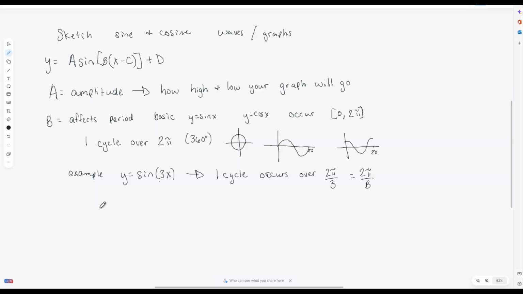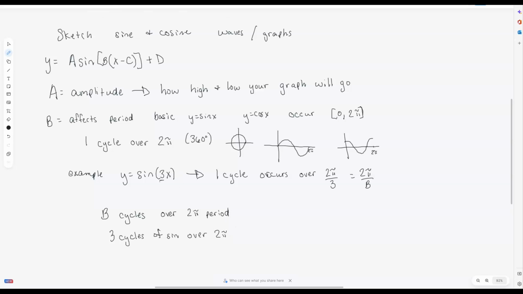The other way is to say, here's my b, so that means I'm going to have b cycles over that 2 pi period. In this case, I would have 3 cycles of sine over a 2 pi period.